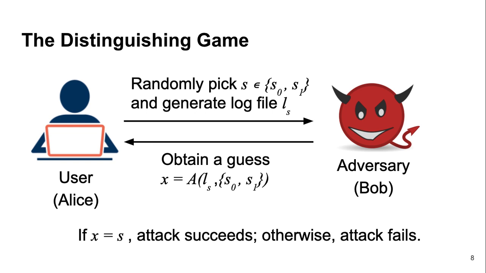The process of guessing the sensitive property can be modeled as a distinguishing game between the adversary Bob and the user Alice. The process is as follows. First, Alice randomly picks a sensitive property S and generates the log file ls. Then Bob obtains a guess based on his background knowledge and the log file. If Bob's guess is correct, he succeeds in the attack, otherwise he fails. Therefore, to protect the sensitive property from being leaked in the log file, we want to bound the probability that Bob succeeds in the distinguishing game.